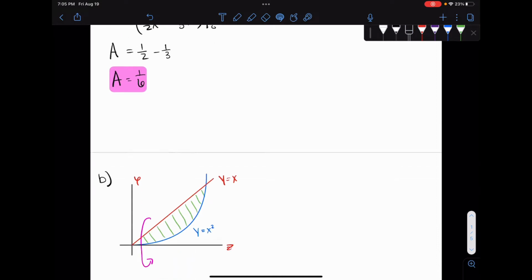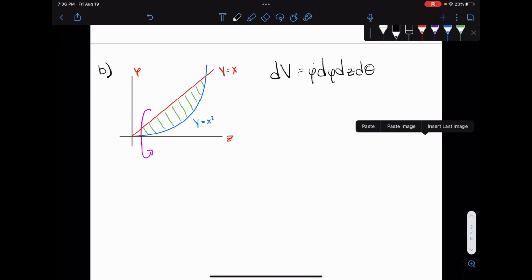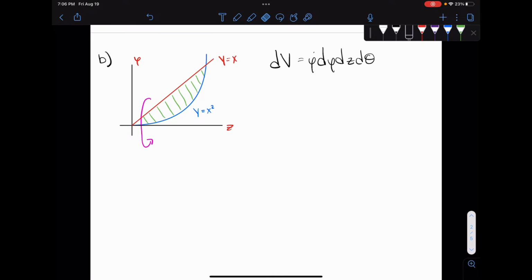I'm going to go right on to part B, which is, again, we're finding volume around the x-axis. Just like before, we're going to use cylindrical coordinates. So our volume is going to be rho, d rho, dz, d theta. Our limits are going to be the exact same, except we're going to substitute x and y in for z and rho, just like we did before.